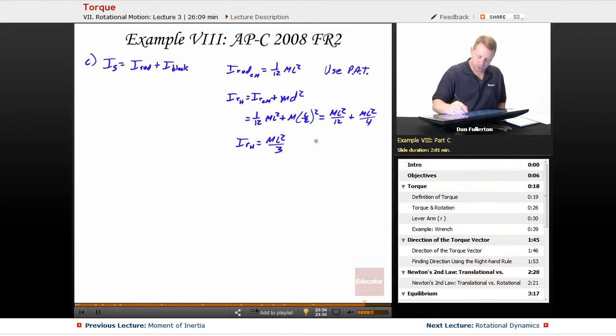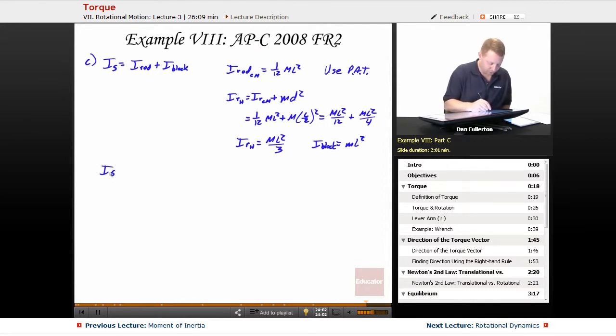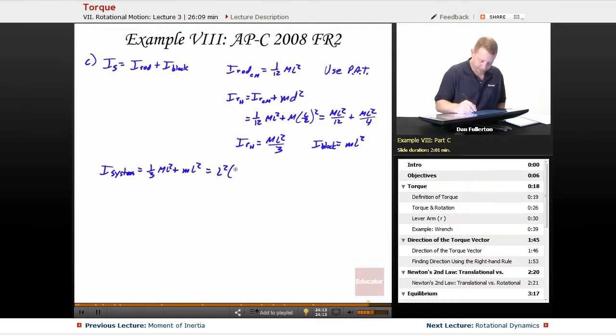And we know the moment of inertia of the block is little m L squared. So when we put that all together, the moment of inertia of the system is 1/3 ML squared plus little m L squared, which is going to be L squared times capital M over 3 plus little m, which is going to be 0.6 squared times, we have 2 kilograms over 3 plus 1/2 kilogram, which comes out to be about 0.42 kilogram meters squared.